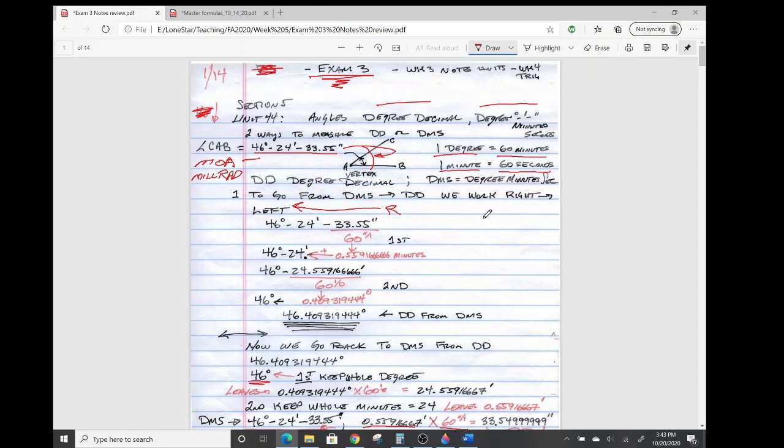If we want to go, again, like I said, we start off with degrees, minutes, and seconds, then we're going to work right to left. And we divide the seconds by 60. Take that decimal and stick it over here with the minutes, and then divide that by 60. Then take that decimal and add it to the degrees. And you've got your answer in degree decimal.